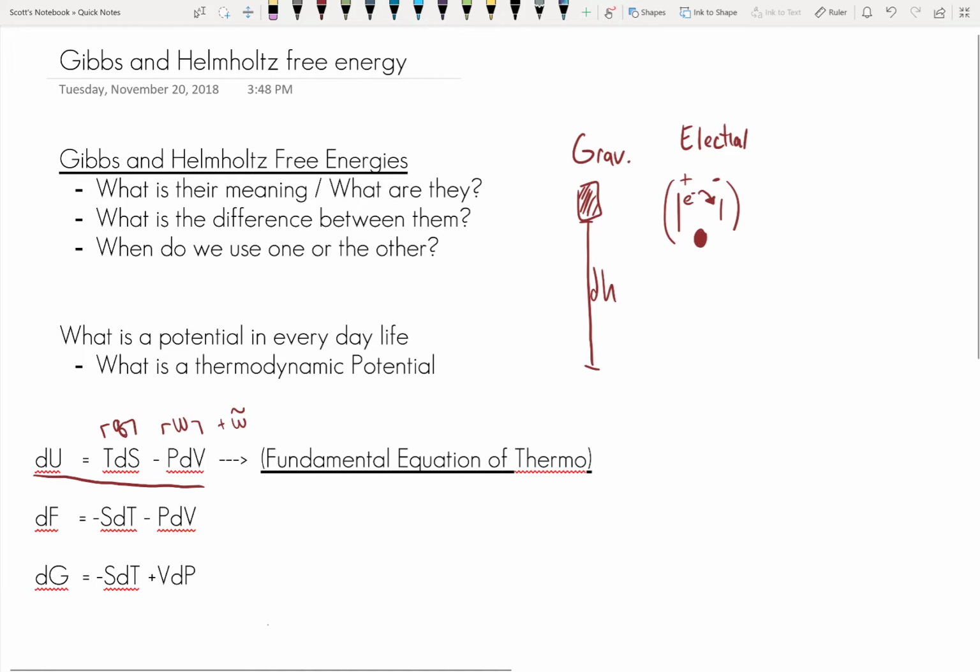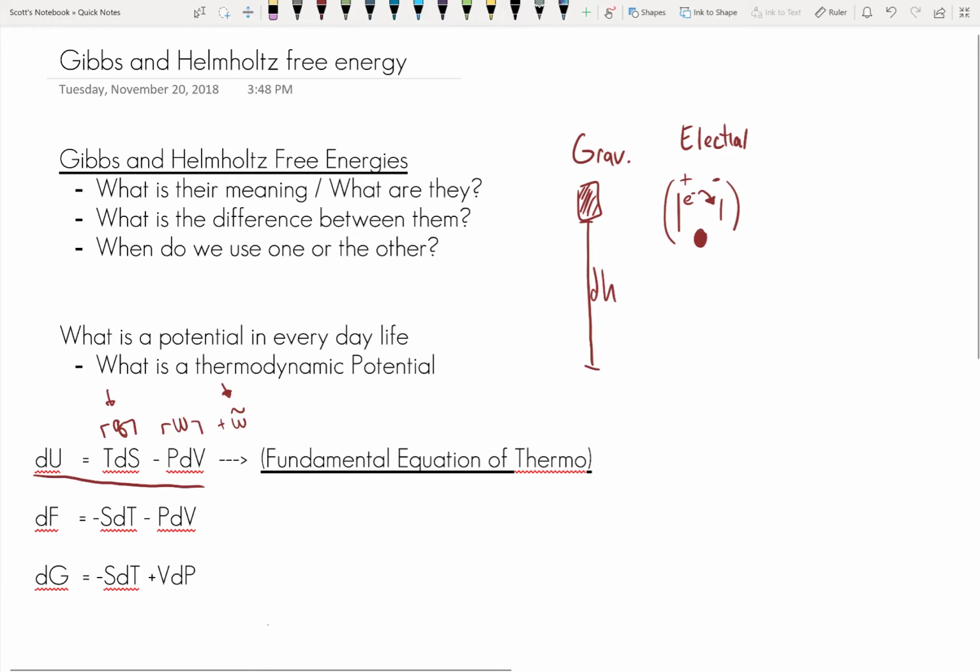And in different situations, when we might have chemical work from charging a battery, we might be interested in relating that to the change in internal energy. But that brings us to our next question: when do we use these different potentials? And I should say, Helmholtz free energy and Gibbs free energy, just like internal energy, are also thermodynamic potentials. So when do we use one or the other?